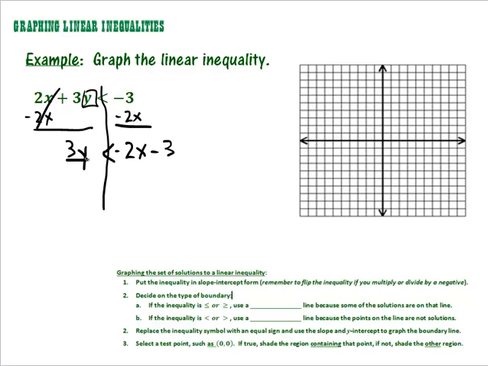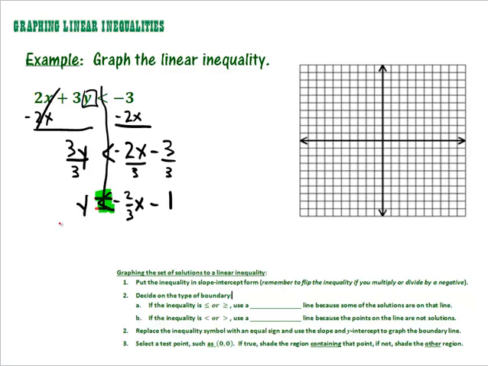The next step is to divide by 3 on both sides. That gives me y, and negative 2/3 x. Negative 3 divided by 3 is minus 1. And then we have our inequality. Now step 2 says we're going to replace that inequality with an equal sign. So I'm just going to draw an equal sign there in a different color. And now I want to graph that equation.